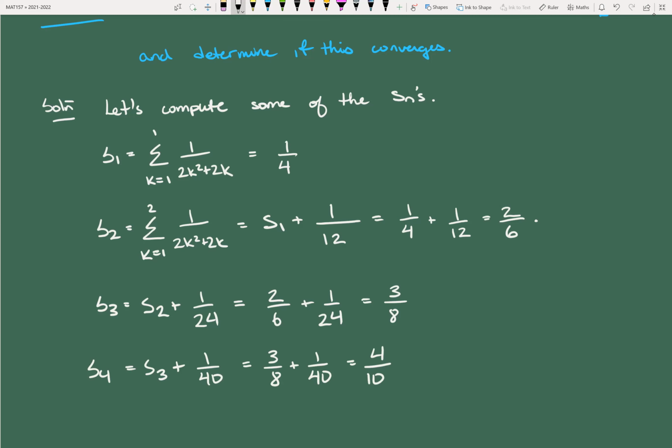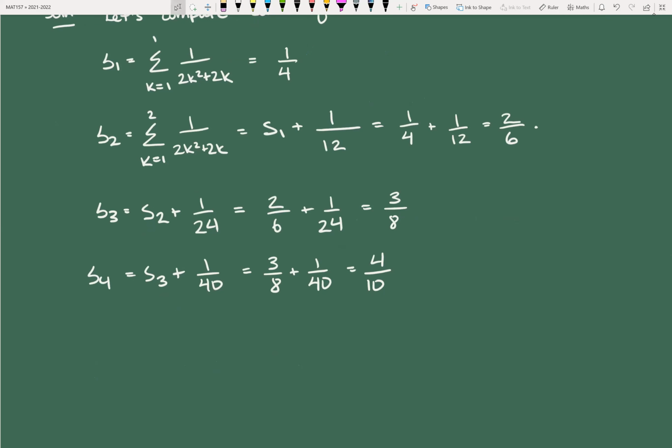Again, my goal here, the reason why I haven't reduced these fractions, is precisely because I'm looking for a pattern in n. So I see, for example, S1 has the 1/4, S2 has 2/6, S3 has 3/8. So it certainly looks as though S_n is n divided by what? 2n plus 2? Yeah, exactly.